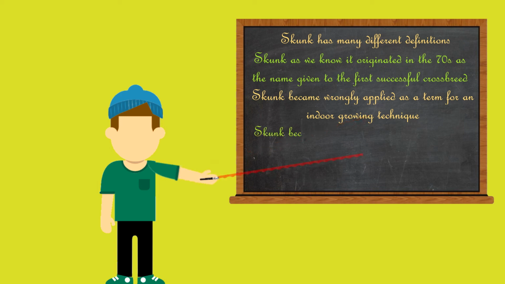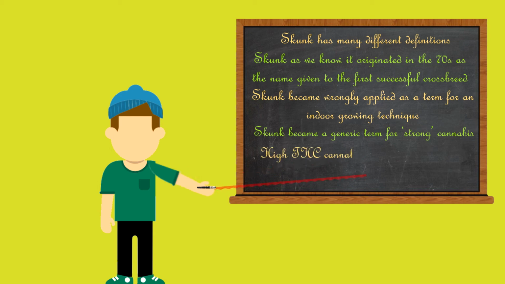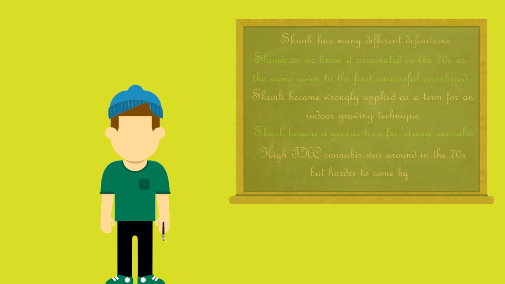Skunk has also been used as a generic term for any strong, meaning high THC content, cannabis. And finally, high THC cannabis that we are seeing today labelled as skunk has been around since the 70s but was harder to find. The average THC content of cannabis has only slightly increased and is not by the proportions detailed by some media outlets and some publications.